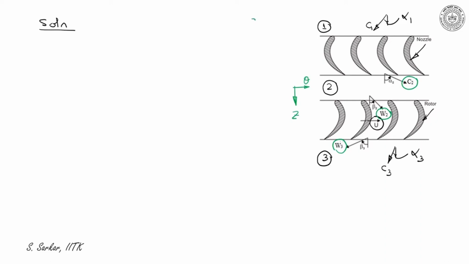Now, given C1 is equal to C3 and Cz remains constant within the stage. Let me draw the velocity triangle. U be the blade speed. First, let me draw the inlet velocity triangle to the rotor. So W1 plus U would result in C1.